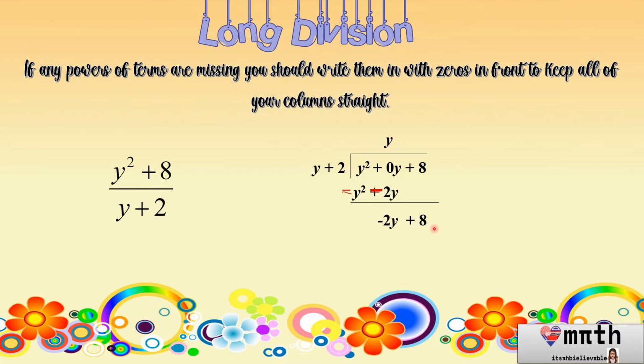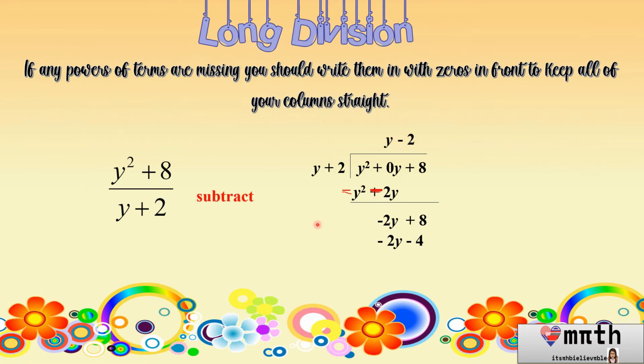And we're going to repeat the steps of division, multiplication, and subtraction. Again, if we're going to divide the first term of the dividend by the first term of the divisor, that will be negative 2y divided by y. And the answer would be negative 2. Then again, let us multiply negative 2 times y. That will be negative 2y. Then negative 2 times positive 2, that would be negative 4.